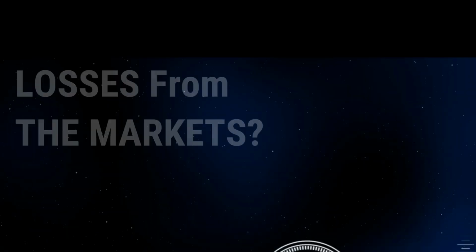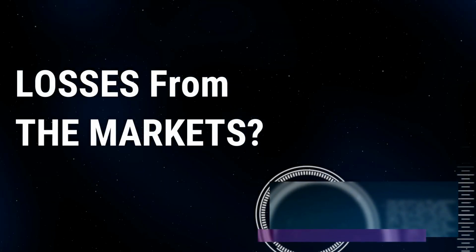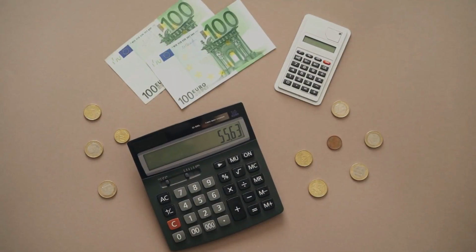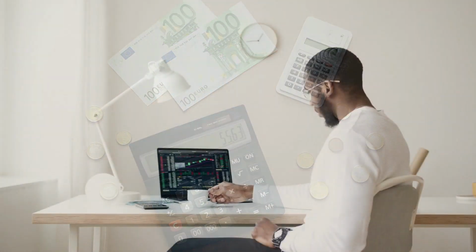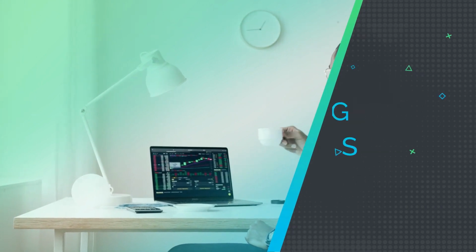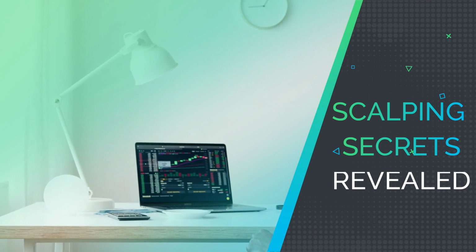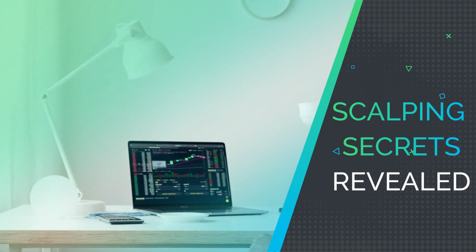Are you fed up watching money drain away with unsuccessful scalping attempts? I know the pain, spending hours chasing small gains that never accumulate. But I discovered a simple system that transformed my scalping results. A repeatable strategy that takes the guesswork out of capturing those short-term price swings.